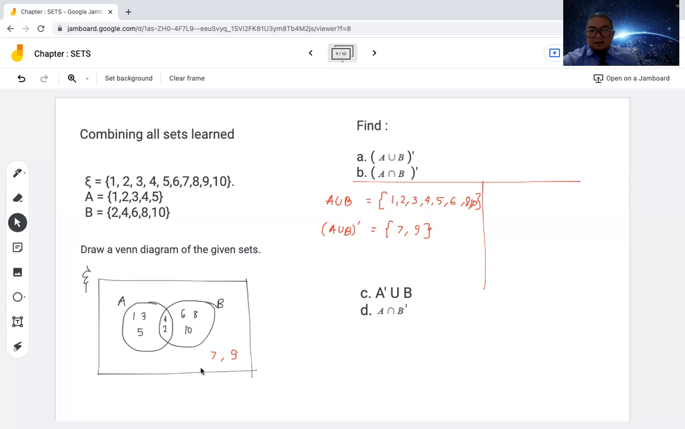Okay. Now let's go to letter B. So I'll just put here letter A and this one's letter B. So in letter B, we're asked to look for the complement of the intersection of A and B. So the procedure is just the same. In here, we look for the union. This time, we're going to look for the intersection of union A and B.